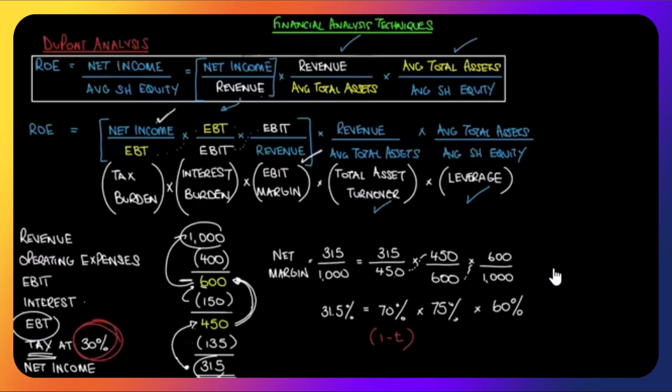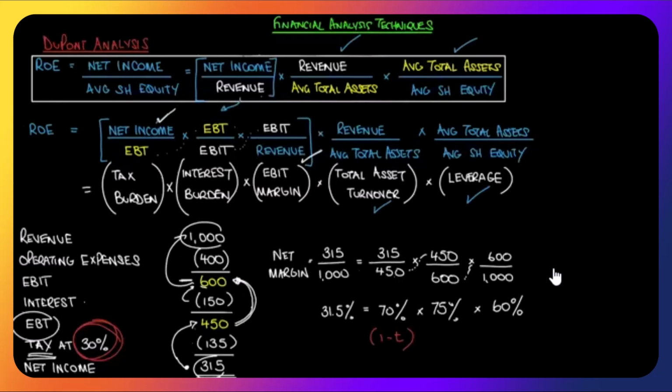60% is your EBIT margin. 0.7 times 0.75 times 0.6 is 31.5%. And you're done. That is the majesty of DuPont analysis. Yes, you need to remember the terms, but more importantly than that, know the names of the ratios, how we break it down, and how each impacts ROE. The great news is, because they're all just multiplied together, an increase in any of these will increase ROE.